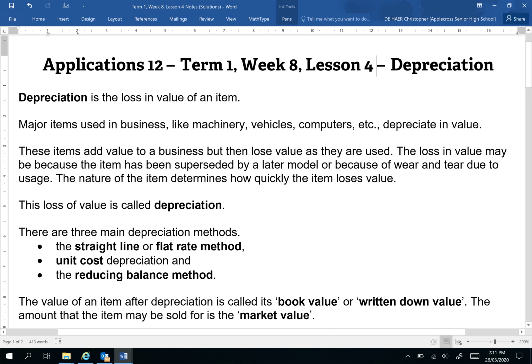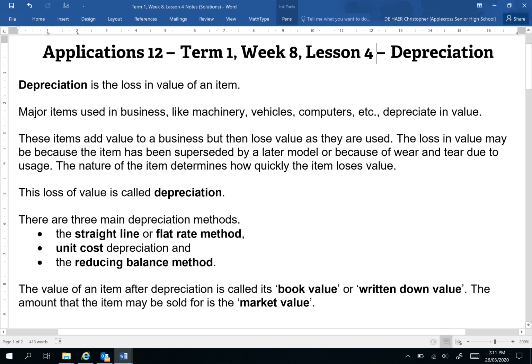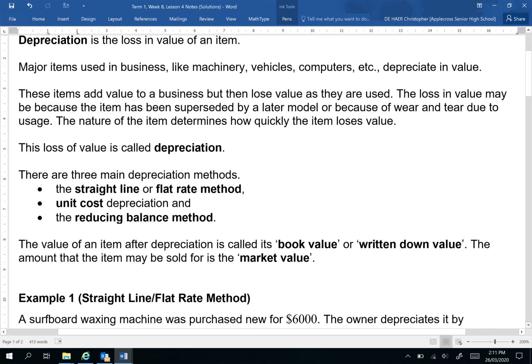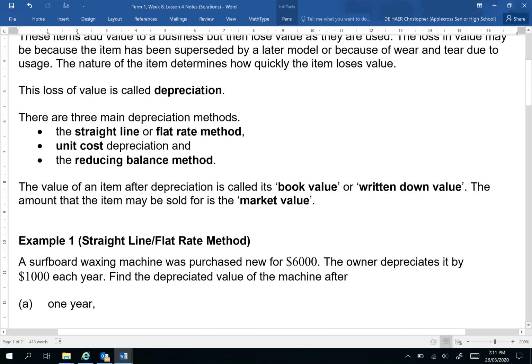The value of an item after depreciation is often called its book value or written down value, and when it comes time to sell the item, then we say it's been sold for its market value. So let's have a look at example 1.